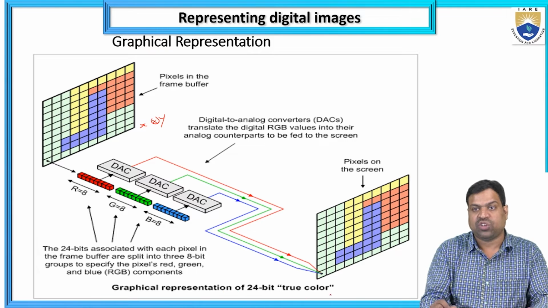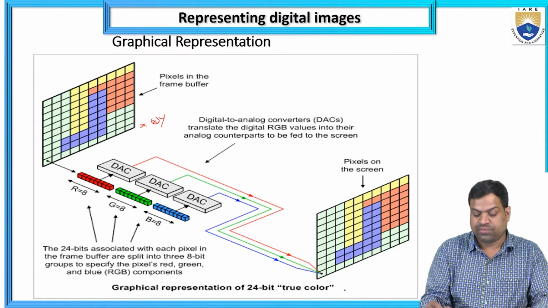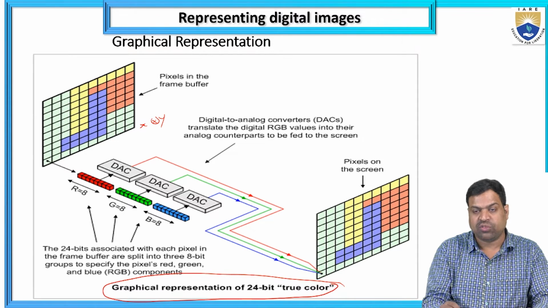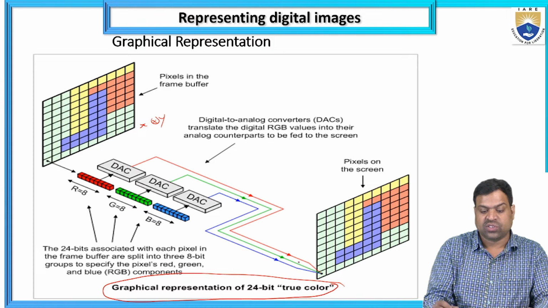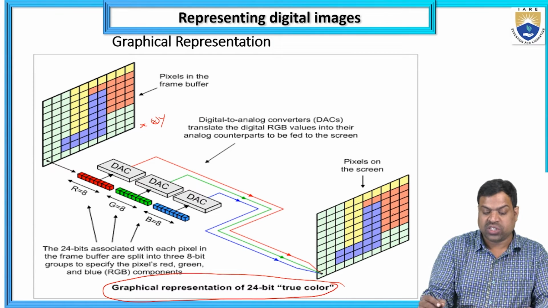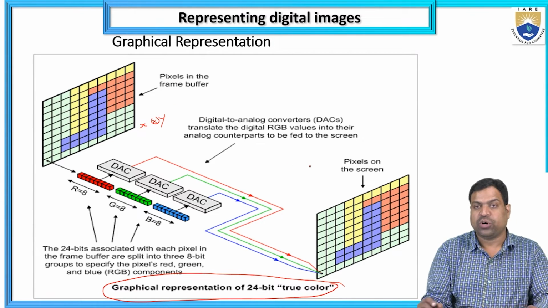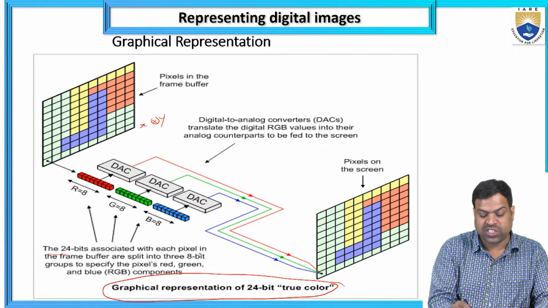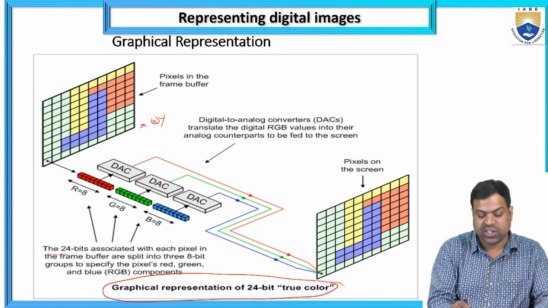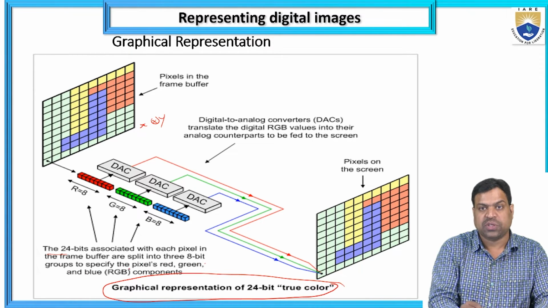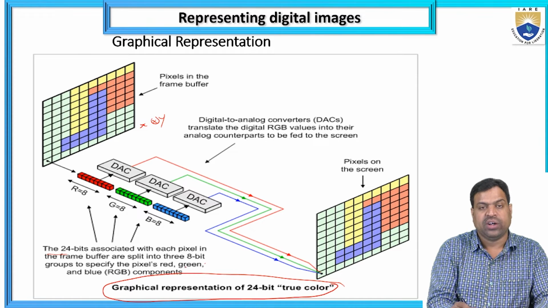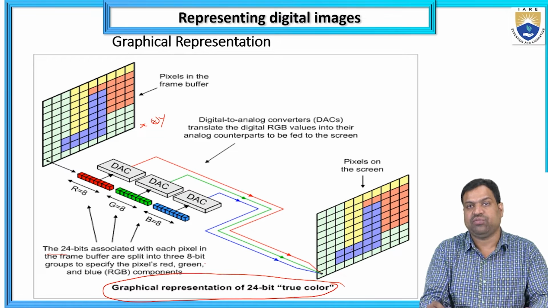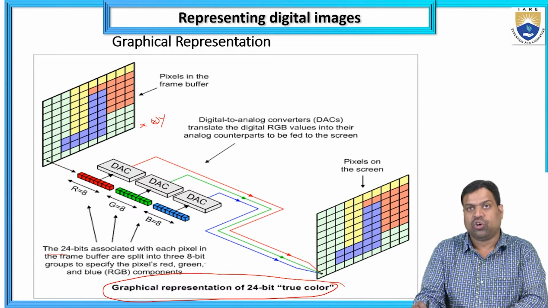This is the graphical representation of 24-bit true color. It is one example of graphical representation of 24-bit true color. It is an input image and it is an output image. The input image is converted to the output with red, green, blue. The 24 bits associated with each pixel in the frame buffer are split into three 8-bit groups to specify the pixel's red, green and blue RGB components.